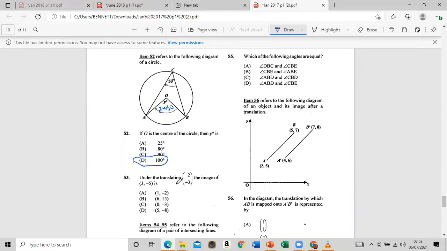Alright. 53 now. A translation of (2, -3), the image of (3, 5). Just add them, guys. It's not hard. Turn both of them into a column and just add them. CSEC can't trick you with that here, you know. So 2 plus 3 is 5, and 5 plus -3 gives 2. And we're done. That would be D.